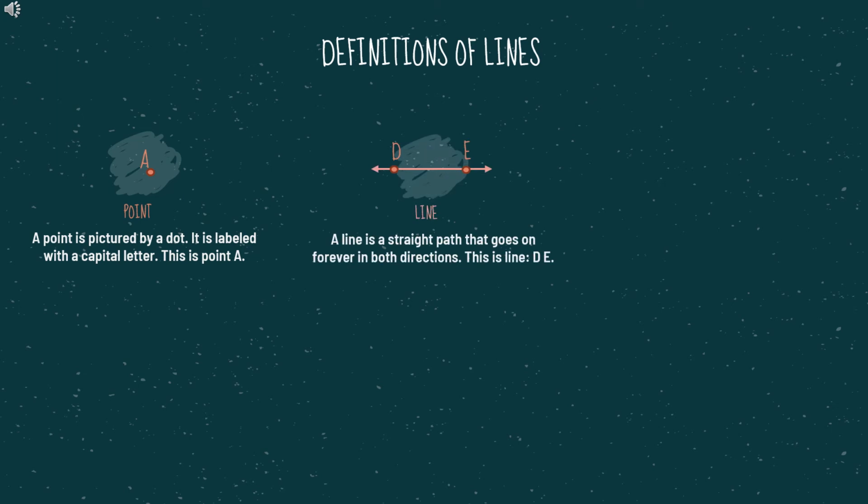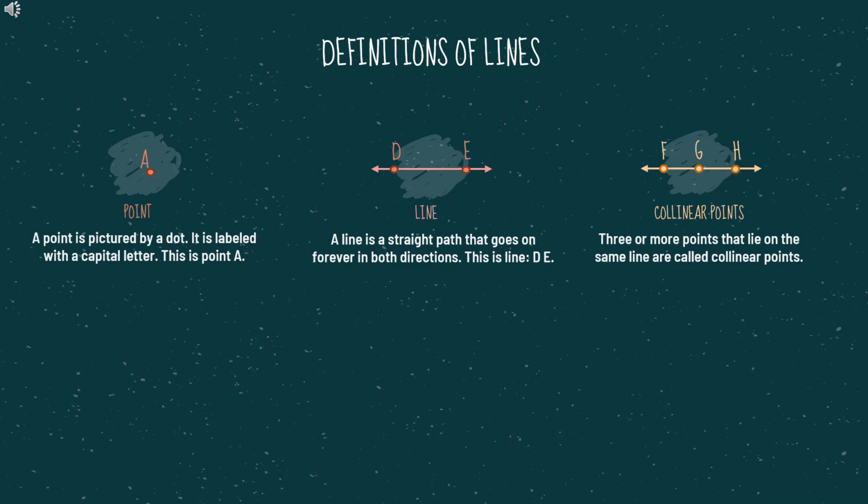Now let's have a look at a line. A line is a straight path that goes on forever in both directions. This is line DE. Take a look at the line, grade 3. Can you see that it has arrows on either side of it? This is how we show that the line keeps on going forever and ever.